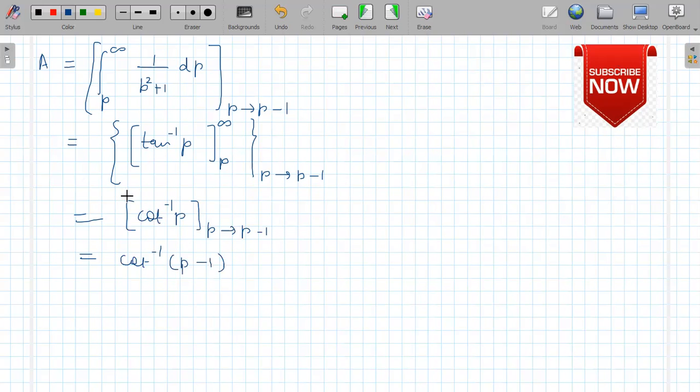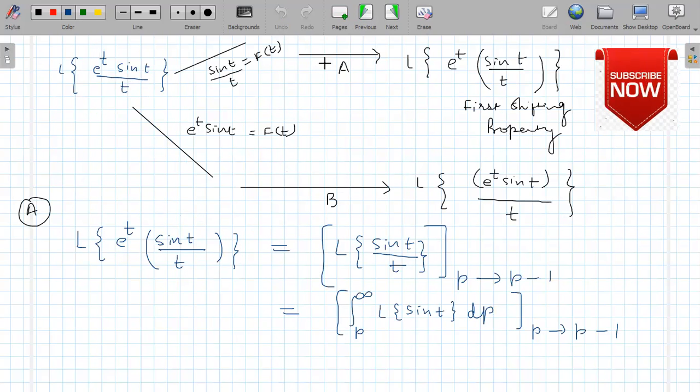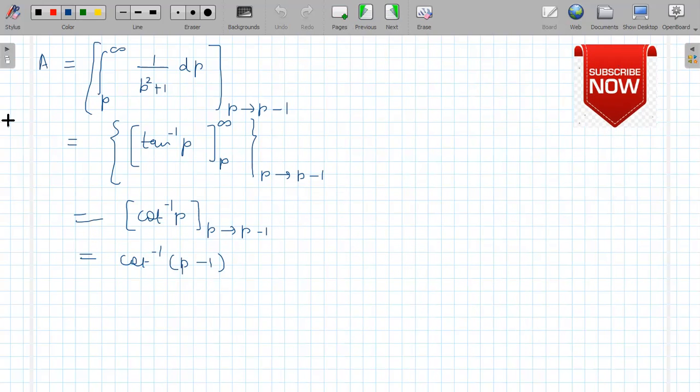So this is the answer when we follow procedure number A, by taking sin t by t as f(t) and separating e to the power t. If you follow procedure number B, you will get the same answer. So please try procedure number B by yourself. You will get the same answer.